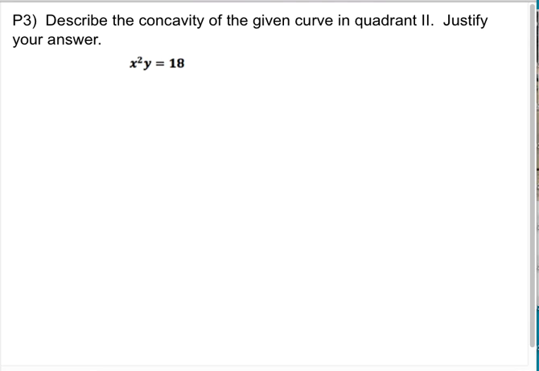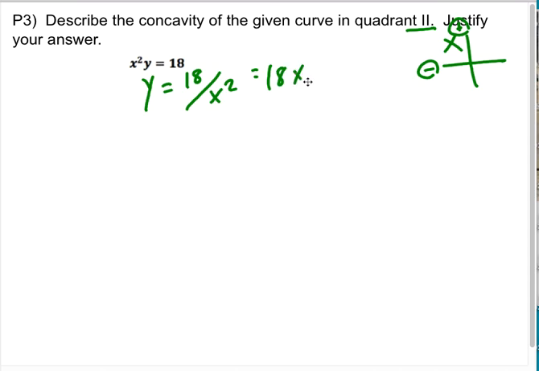All right, so give the same thing a try in P3. Here you're in quadrant 2. Remember that quadrant 2 is here, right? So in quadrant 2, the x's are negatives and the y's are positives. Again, this is one where if you want, you could solve this for y. You don't have to do this implicitly, right? You could make this y equals 18 over x squared, and that makes your life an awful lot easier. Or you can do it implicitly.